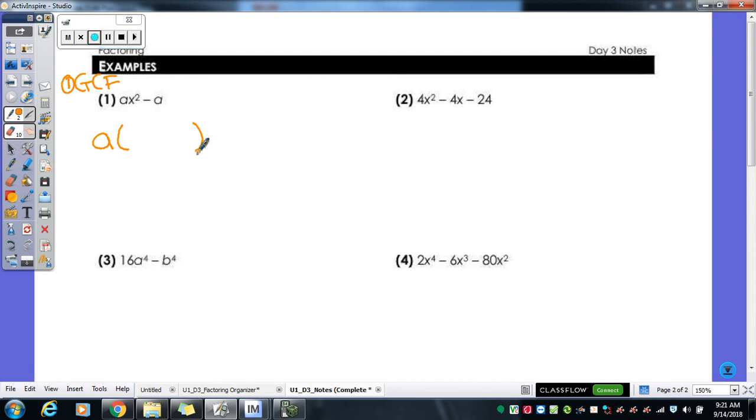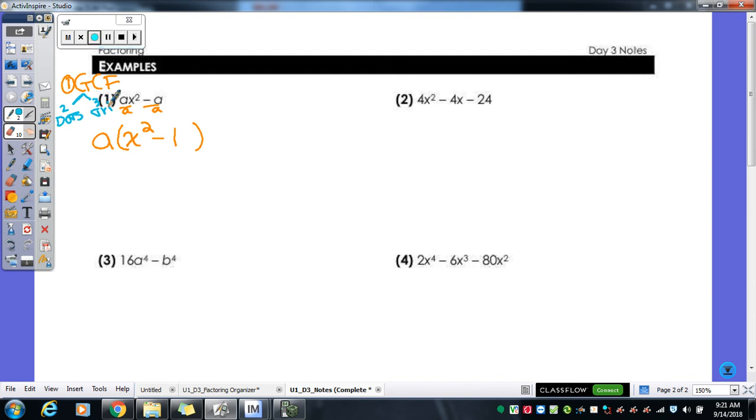So I'm going to put my A out front, and I'm going to set up my parentheses. What's going to go in our parentheses? X squared minus 1. Divide both things by A. We got x squared minus 1. So then remember, after the GCF, we look for, if it's got 2 terms, it's dots. If it's got 3 terms, it's going to be trinomial factoring. So how many terms do we got in there? 2. And we got subtraction.